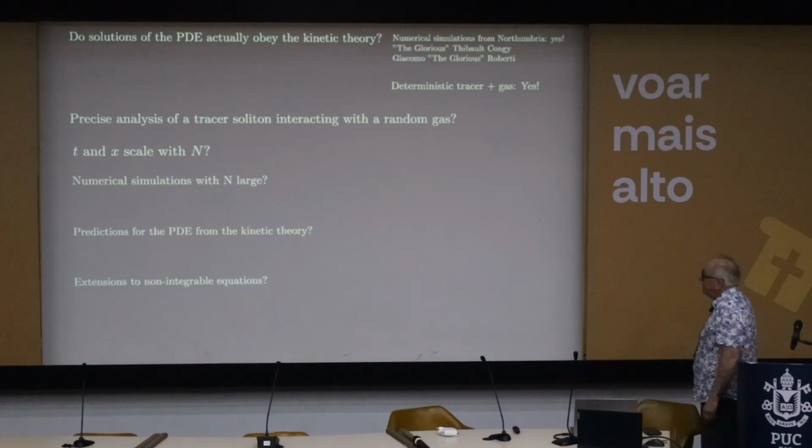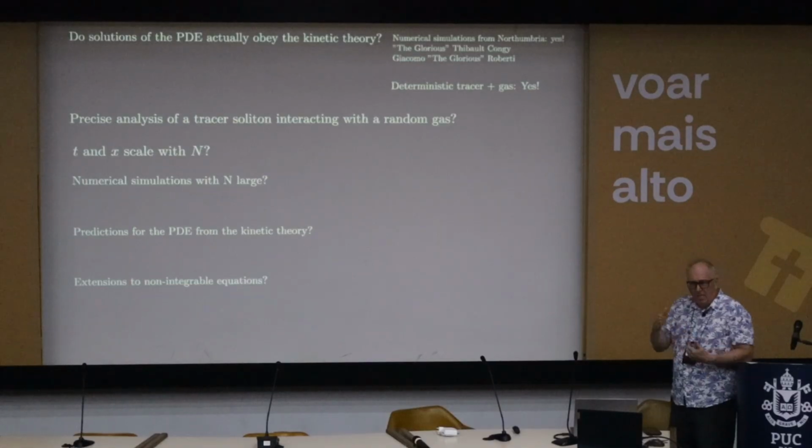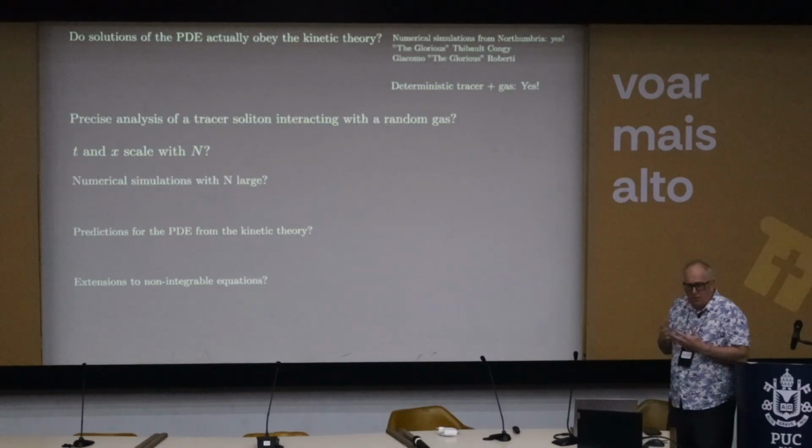Okay? What's still wide open is to study these problems when t and x scale with n. And you know, the state of the art numerically, even with the glorious Thibault and Giacomo, is like 120 solitons. N is equal to 120. The moment the system is very badly posed, and so if you try to get n much larger, it just doesn't give you meaningful solutions.